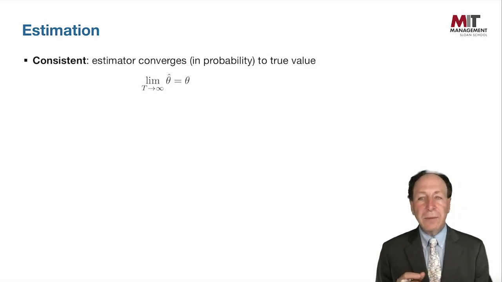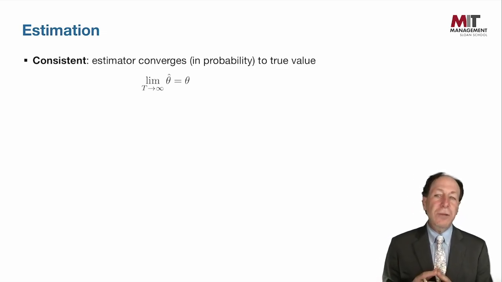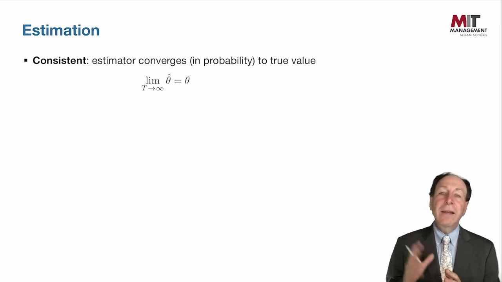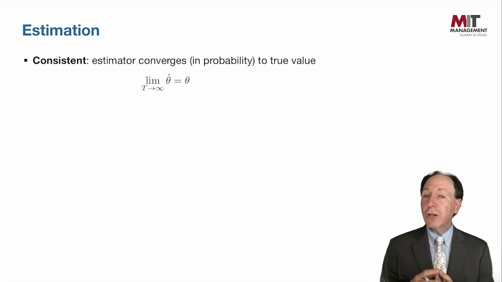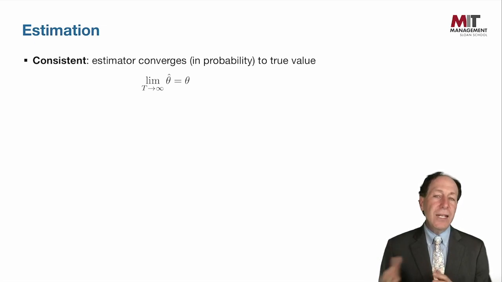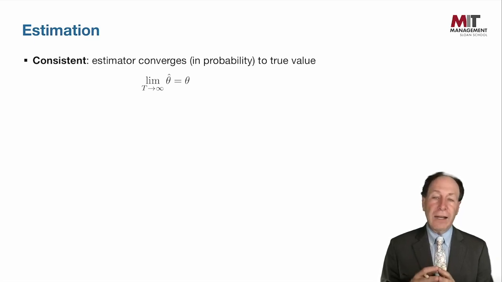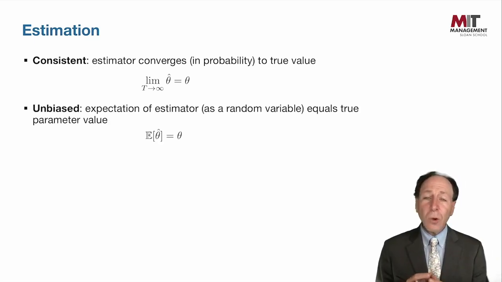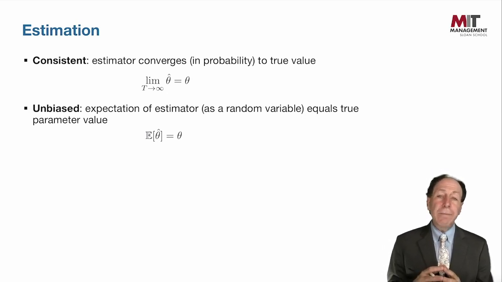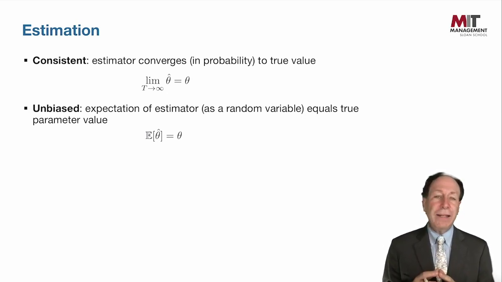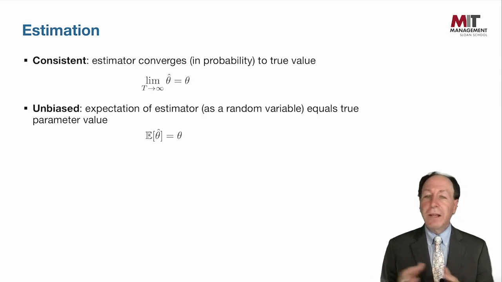So when we look at estimation, we want our estimators to be consistent. That is, in probability, they should converge to the true value. If I take t to infinity, if I look at enough points, then the probability of deviating from the true value should vanish. This is equivalent to our law of large numbers. We want them to be unbiased. Unbiased simply means that the expectation of the estimator should be the true parameter value.